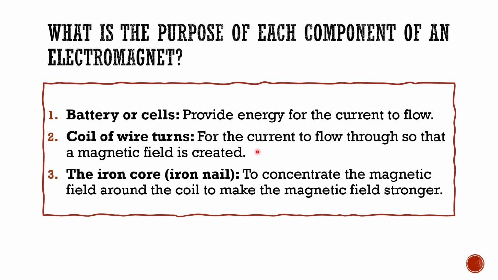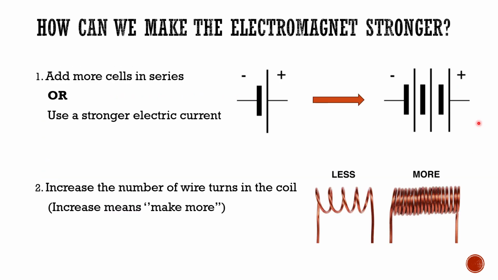The coil of wire that we turn around the iron nail, what is that for? That is for the current to flow through so that a magnetic field is created. And what is the purpose of that iron nail, that iron core inside the coil? That is to concentrate the magnetic field around the coil to make the magnetic field stronger, so that you have a stronger electromagnet.